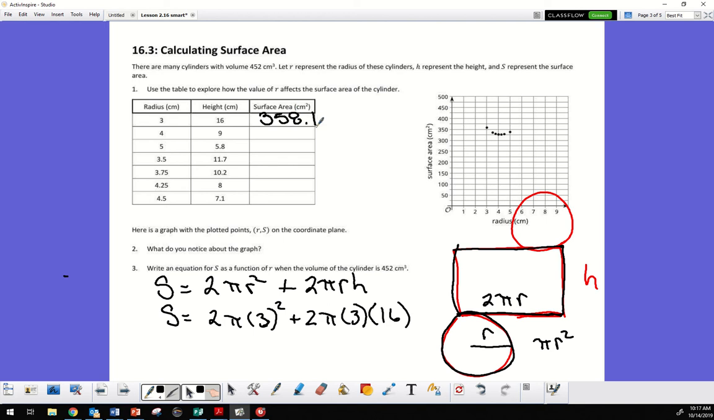So you guys right now are going to calculate the other ones with the different radius and the different height. So this is just a whole lot of calculating.